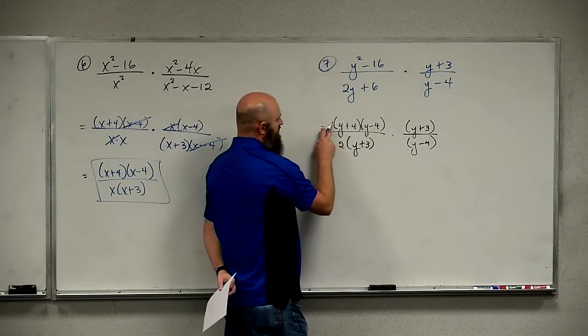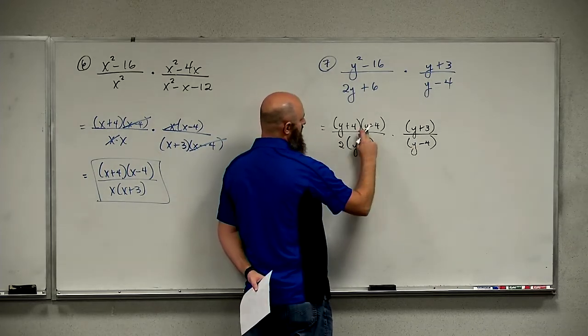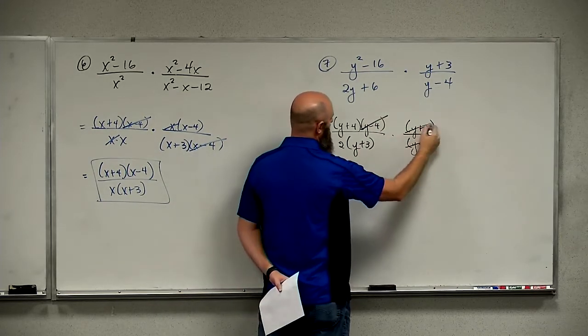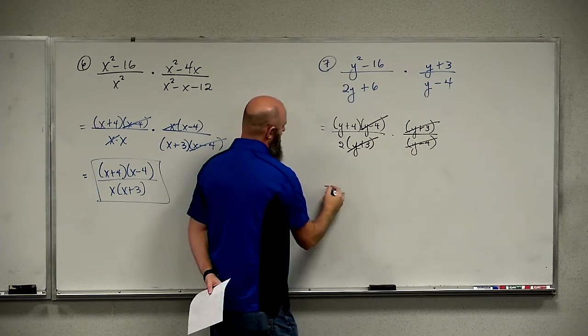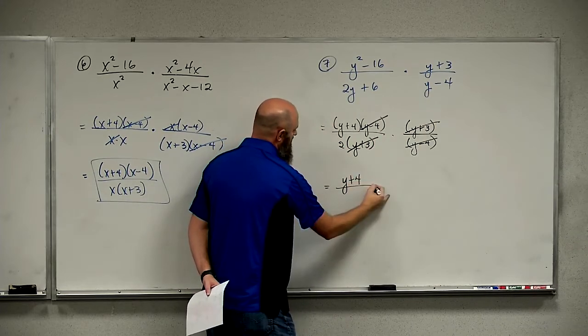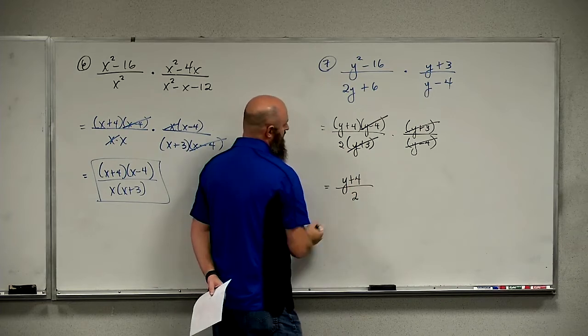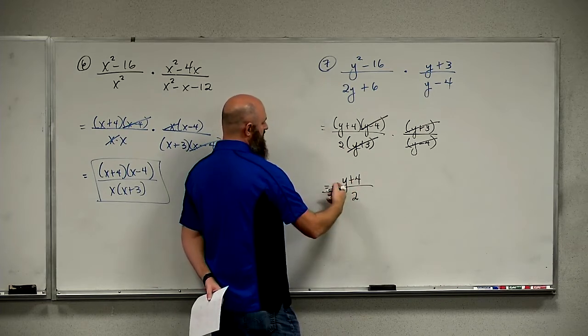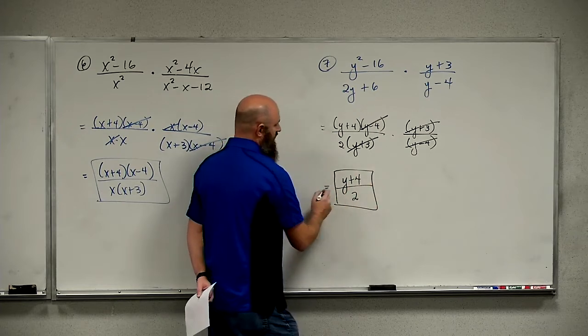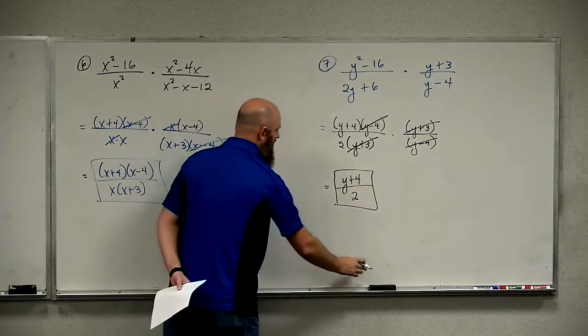All right, so I've got a y plus 4, there's not one on bottom. Y minus 4 and y minus 4, and y plus 3 and y plus 3. So all I'm left with is a y plus 4 on top, so I don't need the parentheses, and a 2 on bottom. Okay. Now, because this is all one piece, that 2 cannot go into the 4. So that is my final answer.